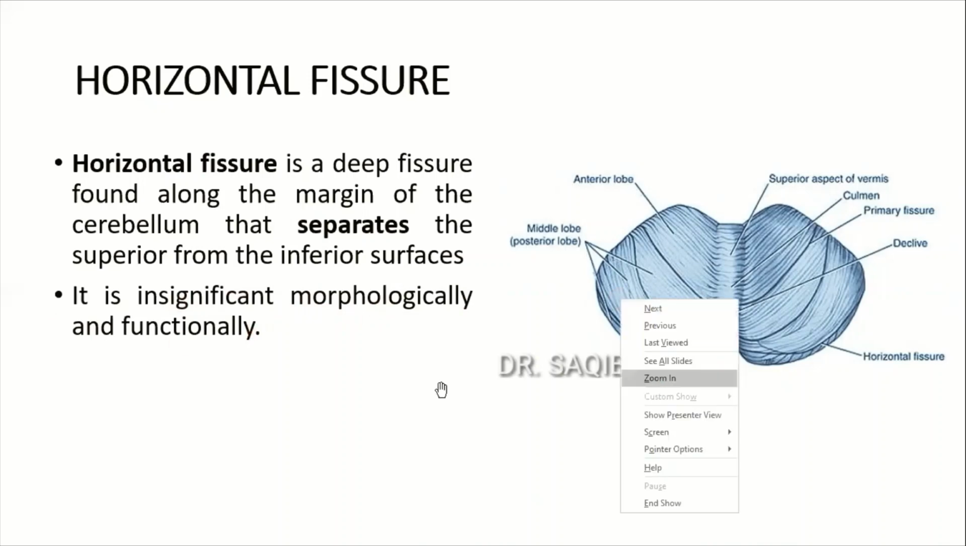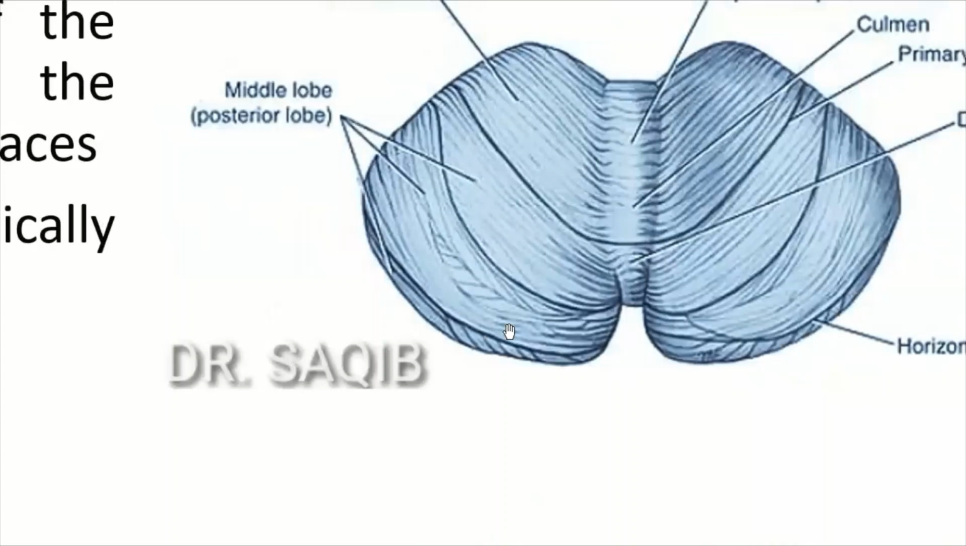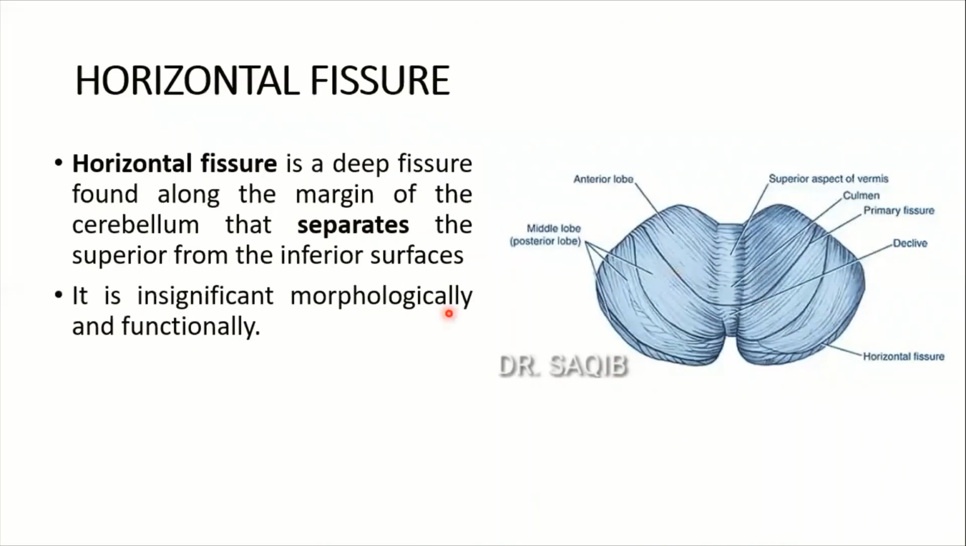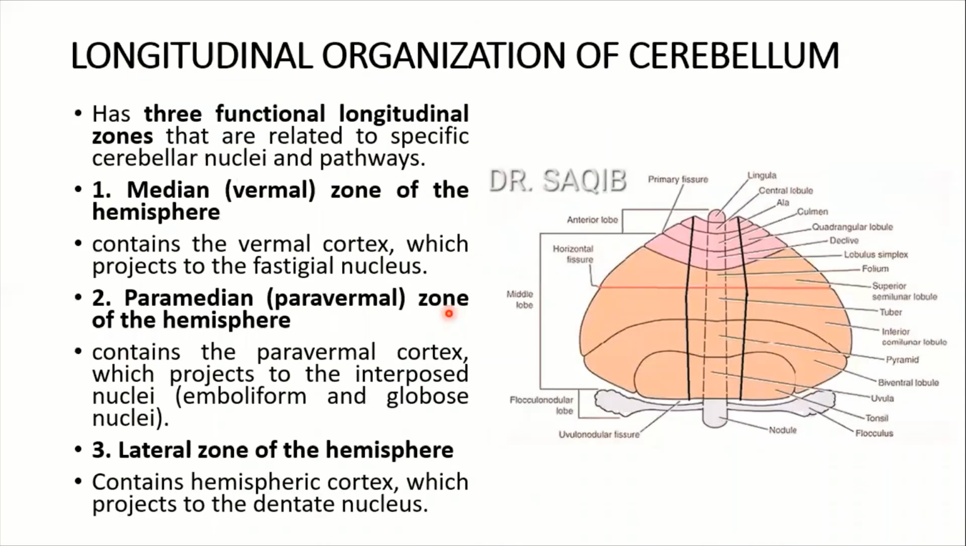You see this zoomed in picture, right? This is the horizontal fissure. So this is the superior surface, and below, posterior to that, is the inferior surface of the cerebellum. Very interesting, the longitudinal organization of the cerebellum, right?